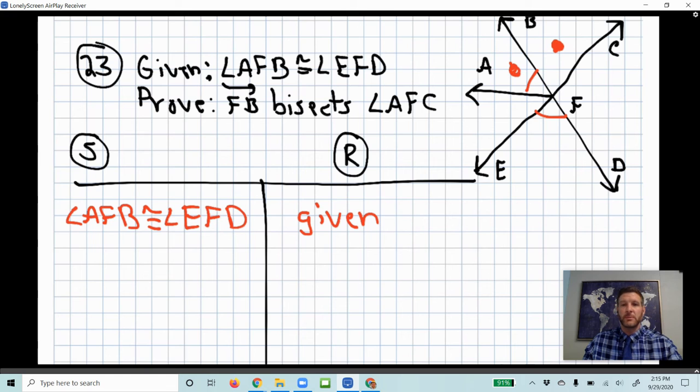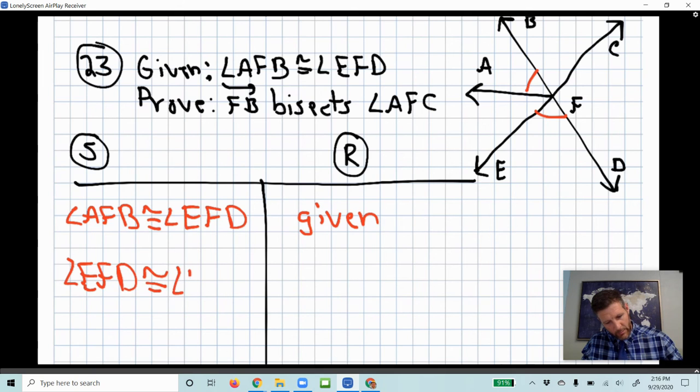Well, that means there must be some sort of a clue in the drawing or what they told us. And what I can see right away is we've got vertical angles. I know this angle is vertical with this angle up here because they're on opposite sides of those crossing lines. They're opposite angles. So what we can say is angle EFD is congruent to angle BFC by the definition of vertical angles.